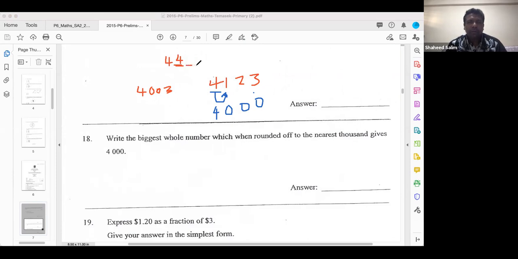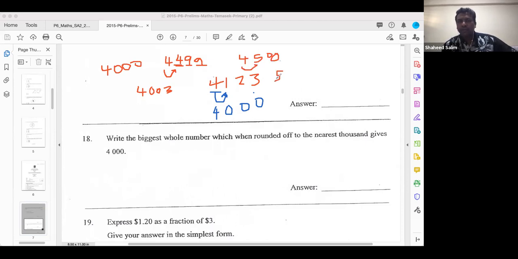The rest you can choose the biggest number. Biggest number is 99. This is now the biggest number. You see here, watch here. You look at the 4, don't plus 1, so it becomes 4,000. But if I add 1 more to this, it becomes 4,500, what happens? I will look at the 100, must plus 1, become 5,000. Can you see now? 4499 is the biggest number. When you round off, you get 4,000. You add 1 more to 4,499, it becomes 4,500, it becomes 5,000.